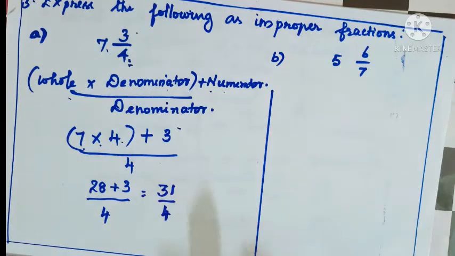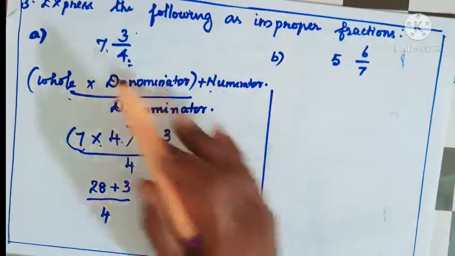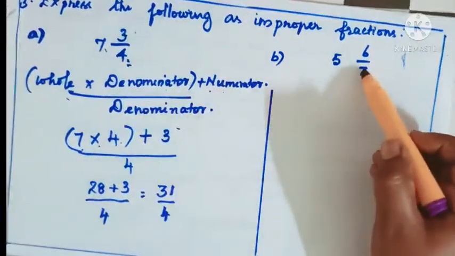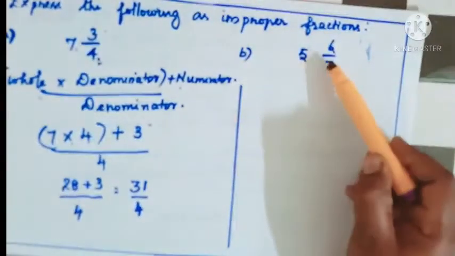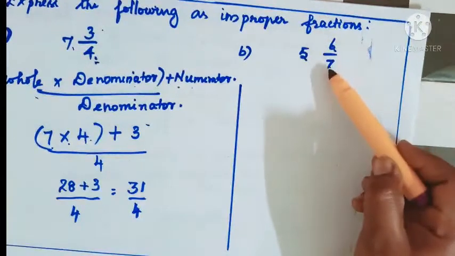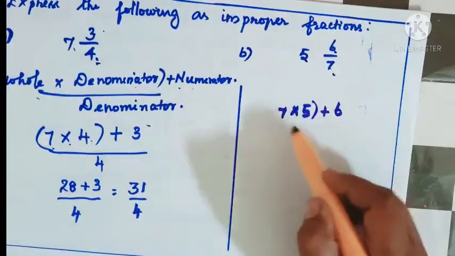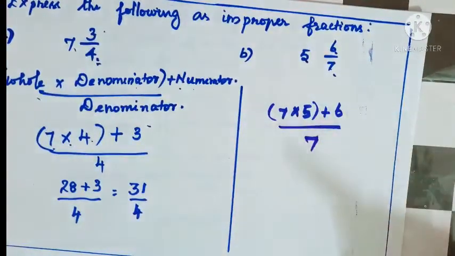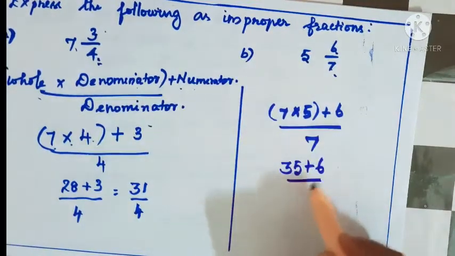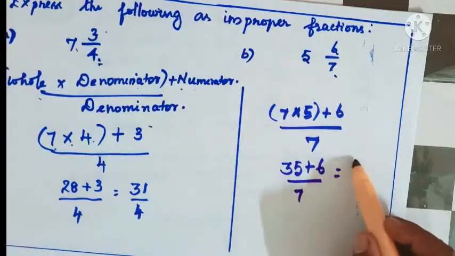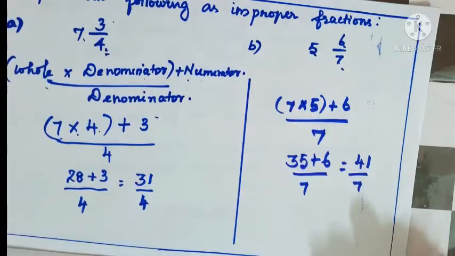Is it clear? Yes. Once again we will do this, then you can easily understand. No need to write this formula. Okay. Just for understanding I have written it. See here, 7 into 5 plus 6, by 7. That's all. Is it clear? So 7 fives are 35, plus 6, by 7. So 35 plus 6 is 41 by 7. That's all. Yes. Is it clear?